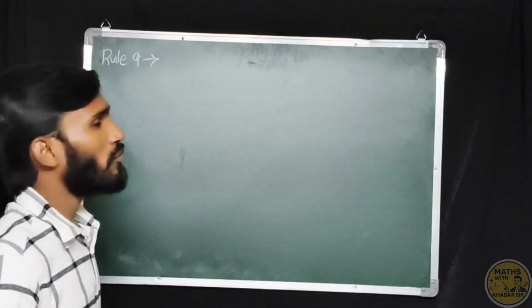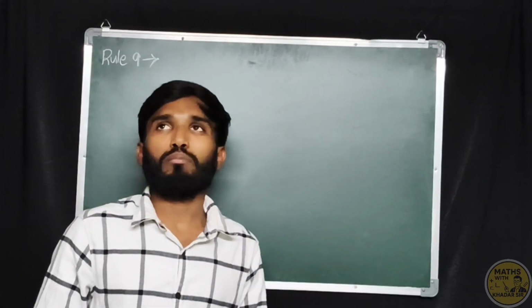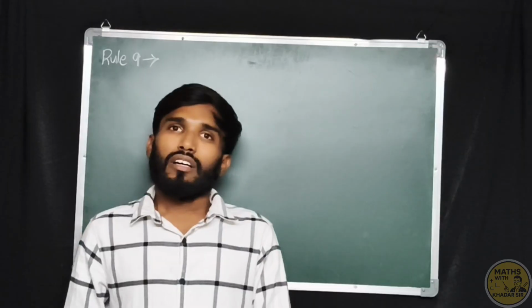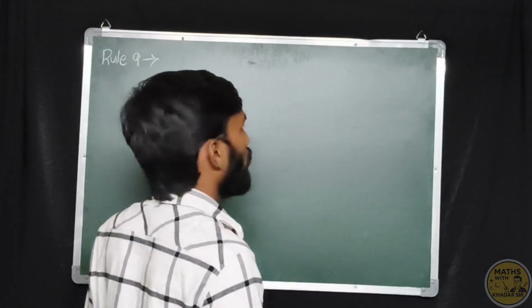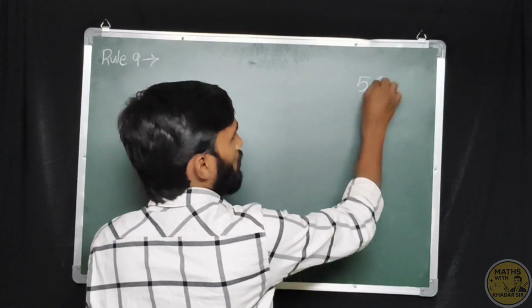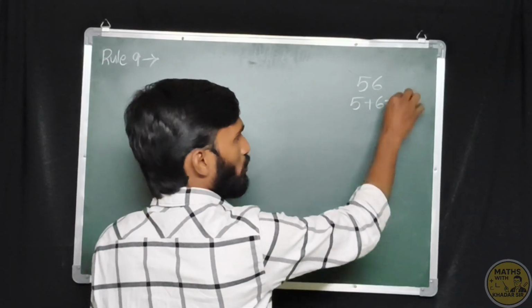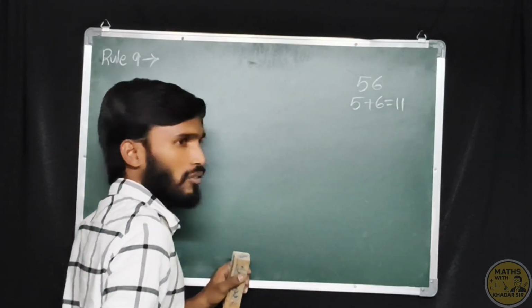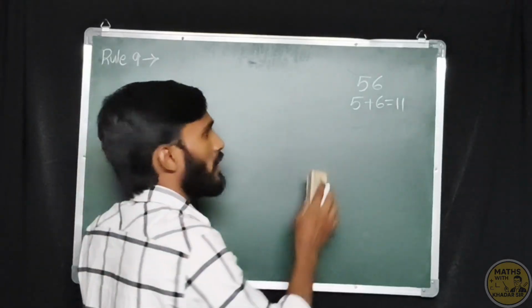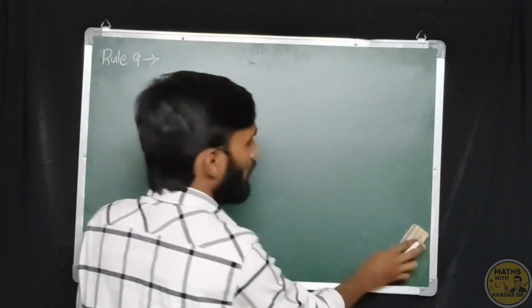For example, I am taking the number 56. What is the sum of these? 5 plus 6 is equal to 11. 11 is not divisible by 9. No, it is not divisible by 9.